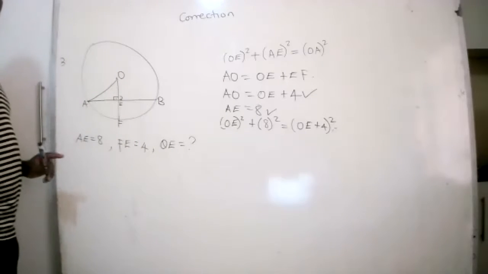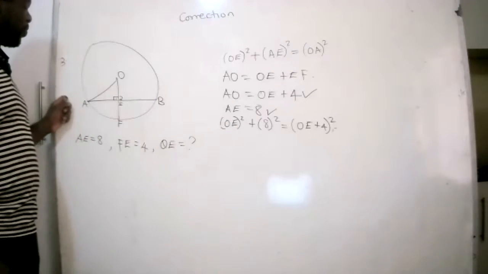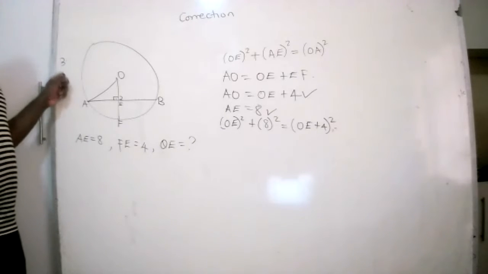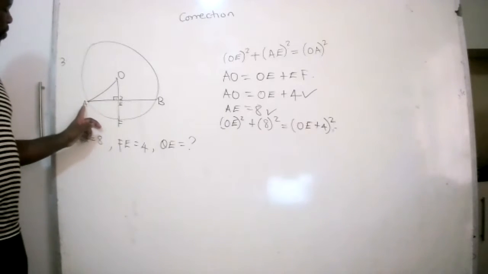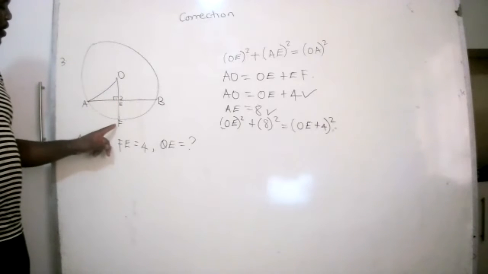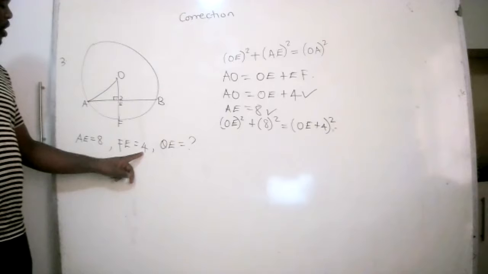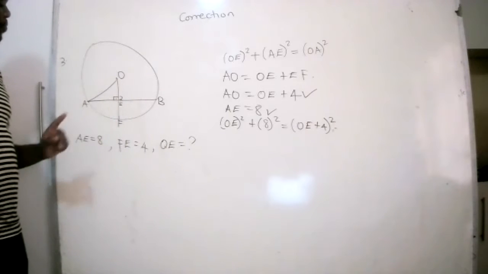Question number 3. We haven't done question number 2 as yet; we're going to go back to question number 2. This is the first question. On question number 3, we are given that AE is equal to 8. From here to there, it's 8 units, and from here to there, it's 4 units. So our question requires us to calculate OE.